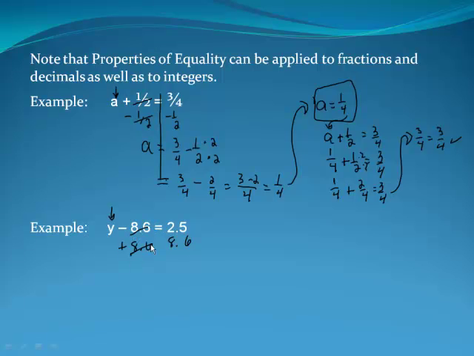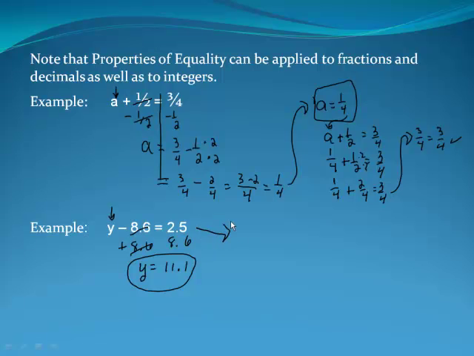Minus 8.6 and plus 8.6 is 0. Y plus 0 is just y. So my left-hand side does have my y isolated. On my right-hand side, 2.5 plus 8.6, you can either do that by hand or you can put it in your calculator. I think you should find that that ends up being 11.1, and my y is isolated, so that is my solution.